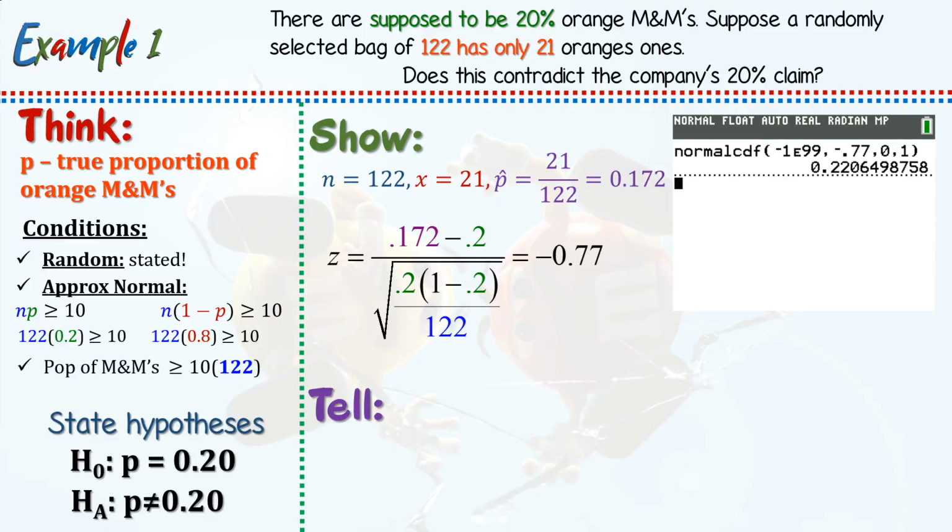Here's the problem. If I do that, I get 0.22. Well, go back to your alternative. Notice your alternative doesn't say that it's just less than 20%. It says not equal to. So it is possible that maybe it is at the other end of the tail. So really make sure to multiply by 2.